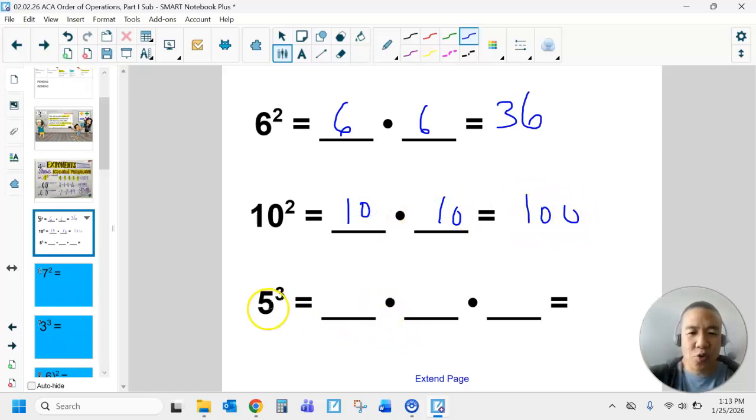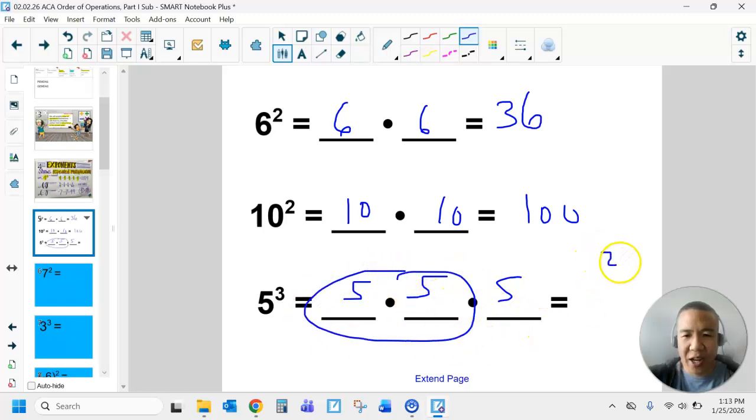And the last one, 5 is the base. The exponent is 3. 5 times 5 is 25. And 25 times 5 is 125. And that is exponents.